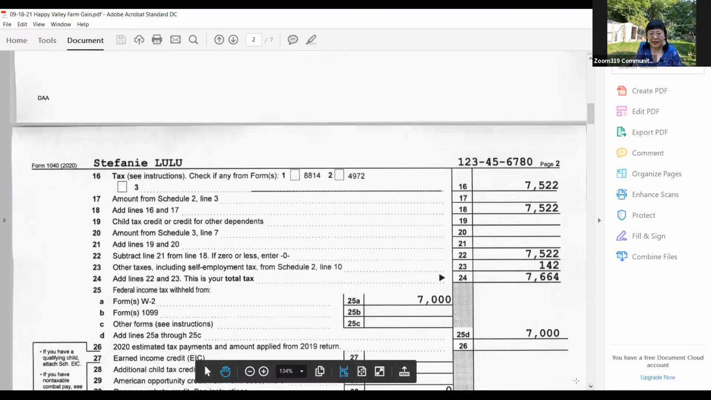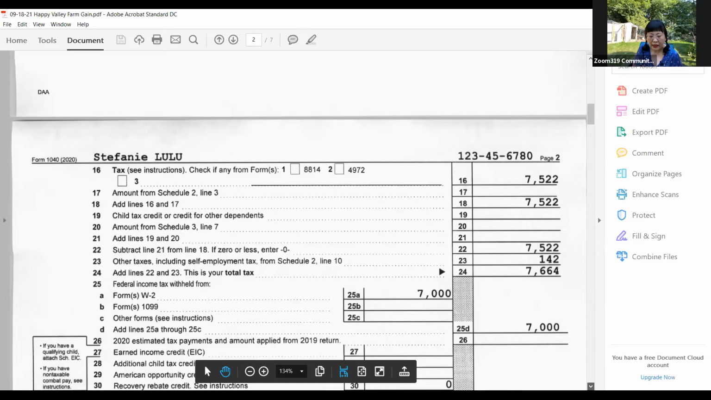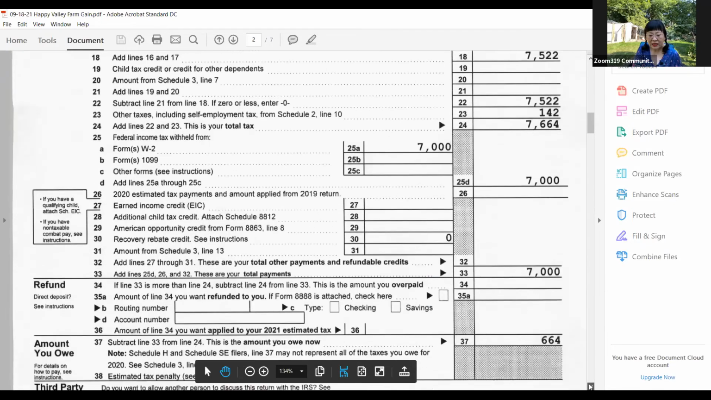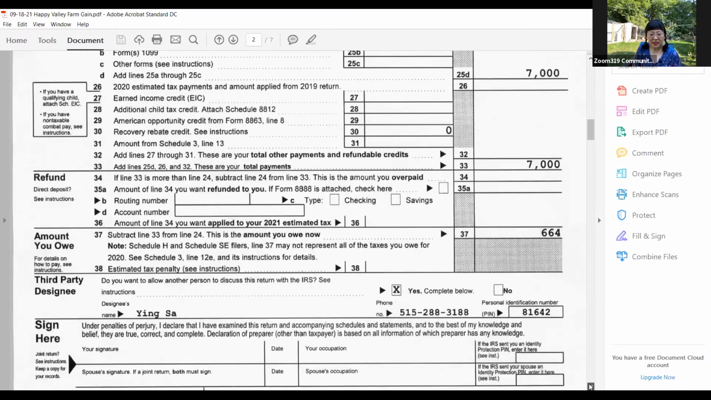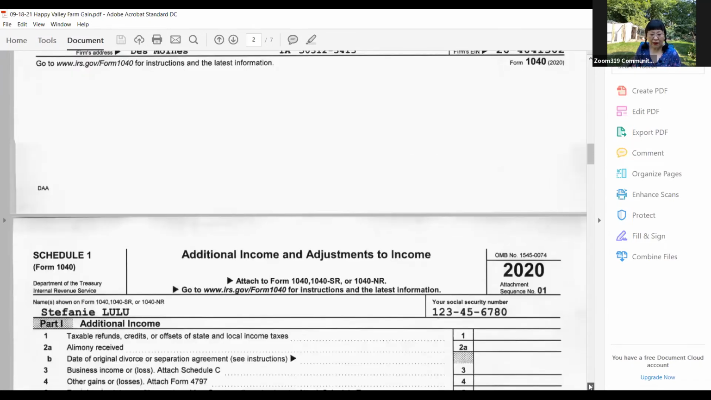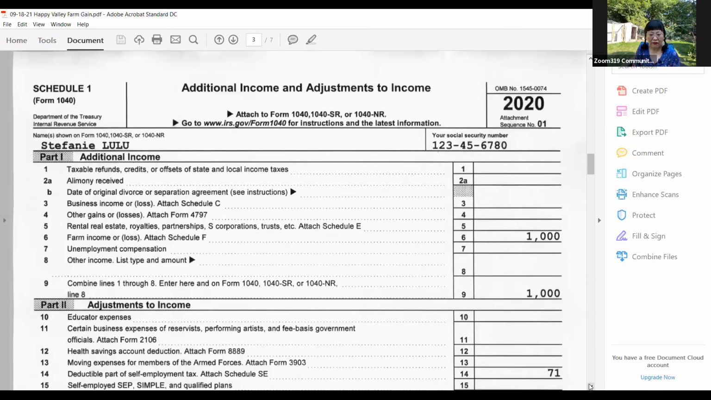All right. So now let's look at the second page. She had $7,000 withholding from her W-2, so her tax calculated to be 7,522. Obviously there is a self-employment tax calculated from the farming activity. So you can tell that she ended up having to pay $664.